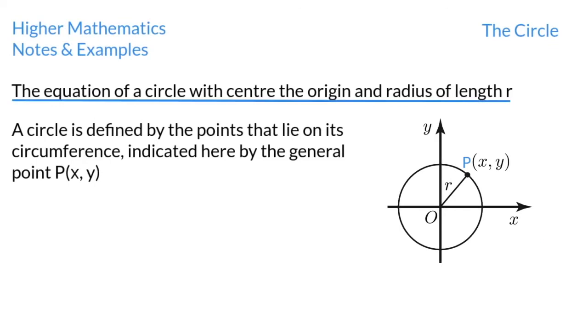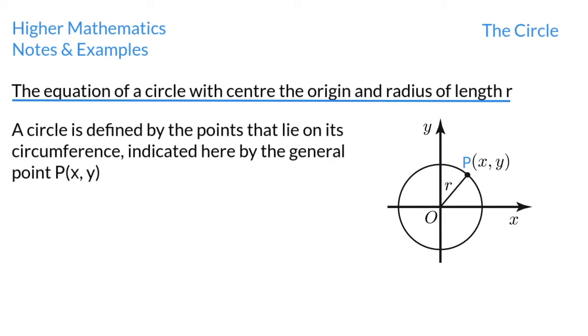So we begin this topic by looking at the equation of a circle with centre the origin and radius of length r. A circle is really just a set of points on the circumference in a 2D plane that are all a fixed distance from a given point, in this case from the centre. So anywhere that we move this general point P that you can see with coordinates x, y, anywhere we place that on the circumference, the radius would be the same length, and in fact, we would have a fixed distance from the point to the origin.